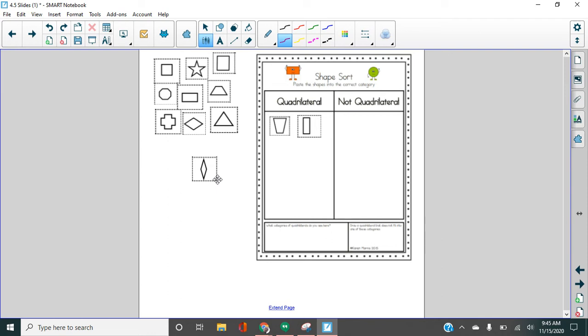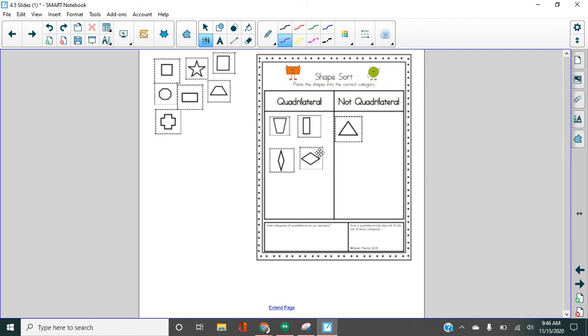That's a quadrilateral too. Yep. Is this a quadrilateral? Nope. Three sides. Is this a quadrilateral? Let me move that. What do you think? It sure is, right?